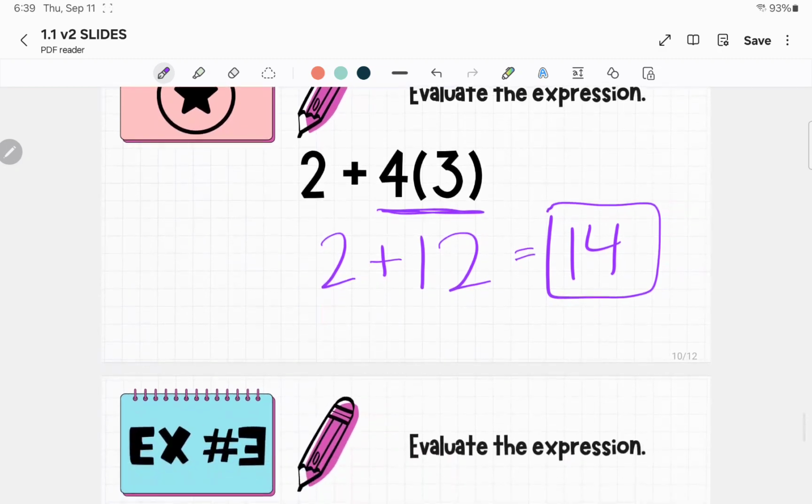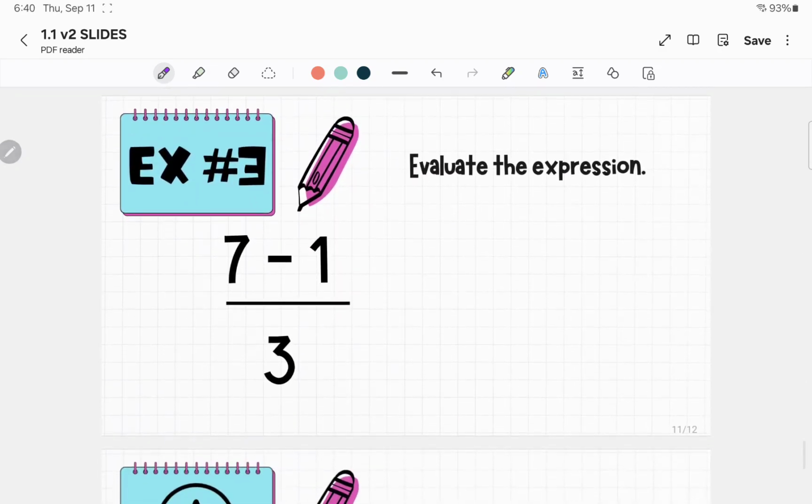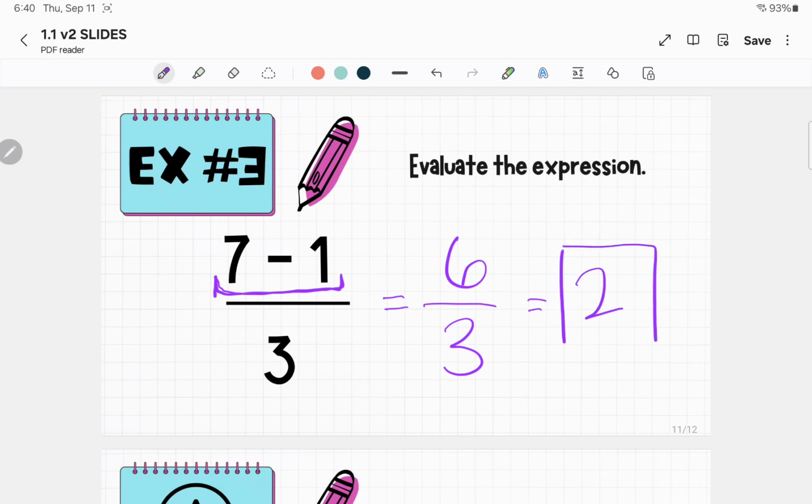All right, we have, I think, one more example. We might have two more, I'm not sure. But this example number 3 is a fraction bar. So it's that special rule. See how there's a 7 minus 1 at the top? We actually want to simplify that because it's like invisible parentheses are around it. So 7 minus 1 is 6. We still have the divided by 3 right here. And then what is 6 divided by 3? It's 2. So our answer is 2.